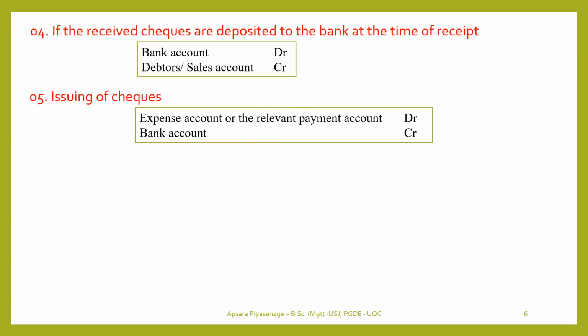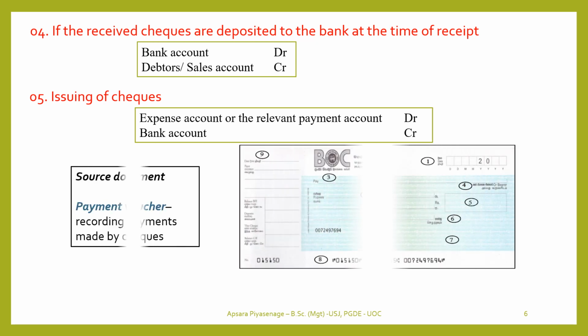And when we issue checks to do some payments, the bank account balance will be reduced. So the bank account will be credited and the relevant expense account or the relevant payment account will be debited. The source document related to payments is the payment voucher.